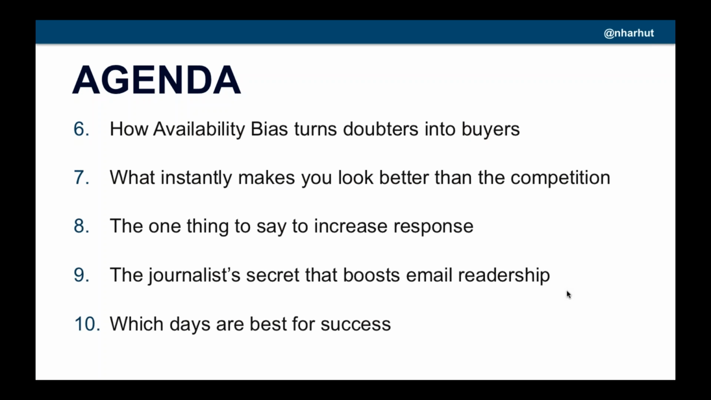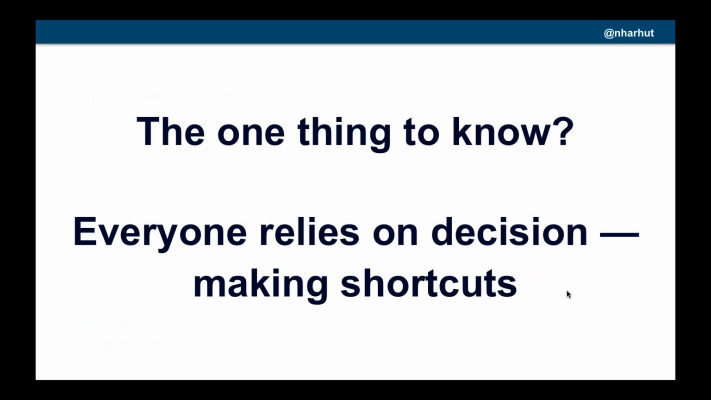So I hope this sounds good to you in terms of an agenda, because this is what I've prepared for today. So let's get started, although before we do, there's one thing that you should know, and that is everyone relies on decision-making shortcuts. So what's a decision-making shortcut? Well, it's an automatic, instinctive, reflexive behavior. Humans have developed these over the millennia as a way to conserve mental energy, because we couldn't possibly weigh every bit of information before making a decision, or we'd never get around to making any. So we've developed these hardwired behaviors.